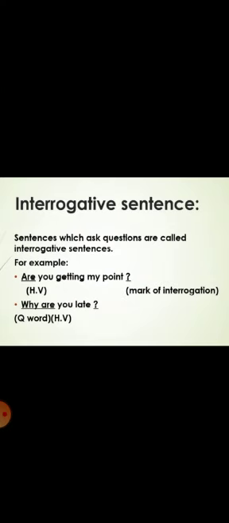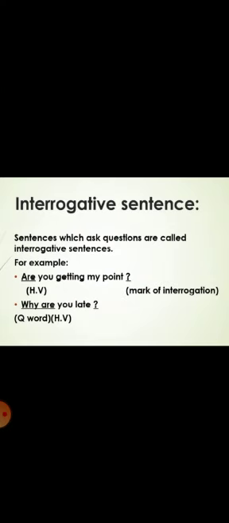See, this sentence is beginning with a helping verb, that is "are", and it ends with a question mark, that is the mark of interrogation. Similarly, not all questions just begin with a helping verb, they also begin with a question word.